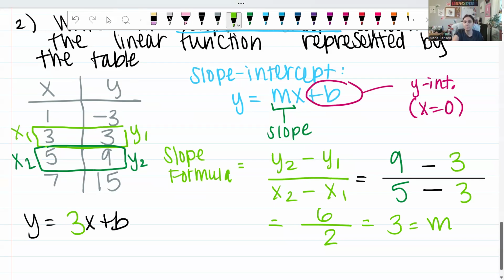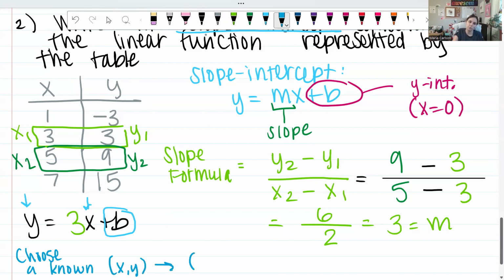So the question is, what is b? To solve for b, I can plug in values of x and y that I know work for this equation. And I have some. I can pick any of these points. Let's spice it up. Let's pick a negative. So we're going to choose a known (x, y). I am picking the point (1, -3). So I'm going to let x equal 1 and y equal -3.